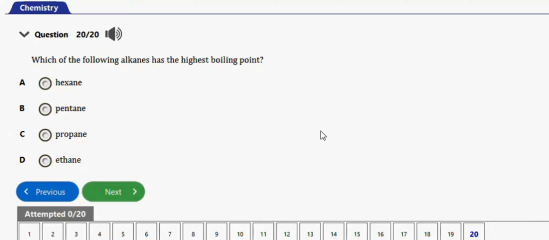Okay, so this basically covers problems involving alkanes for chemistry practice, with about 18 to 20 questions for this topic.